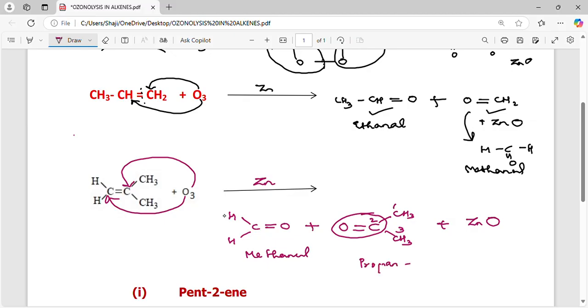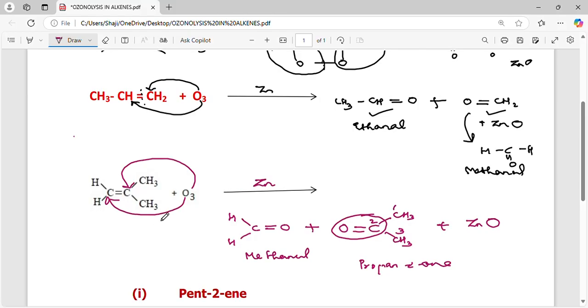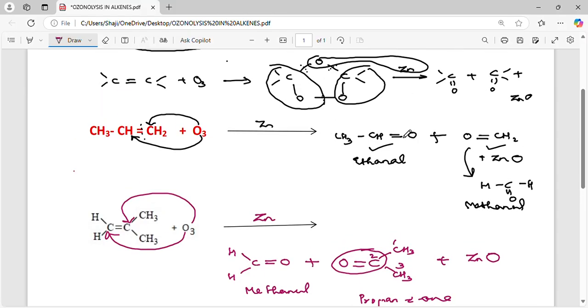So it means during ozonolysis, we always get either aldehyde or ketone. It depends upon the type of alkene we are taking. It can be both aldehydes or both ketones, or one can be an aldehyde and another product can be a ketone. So this is how we can find the ozonolysis products easily. Thank you all.